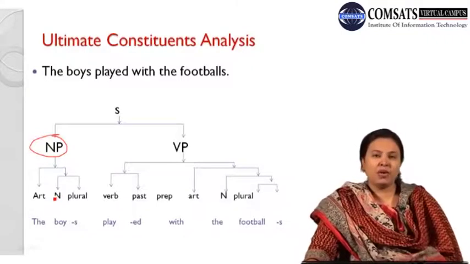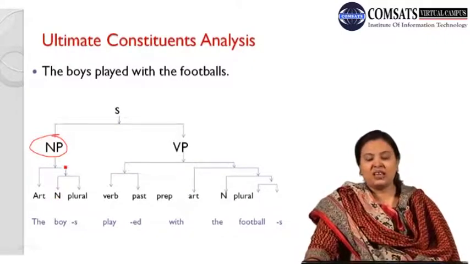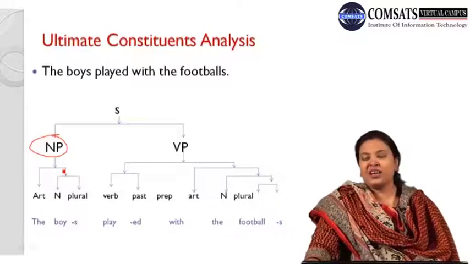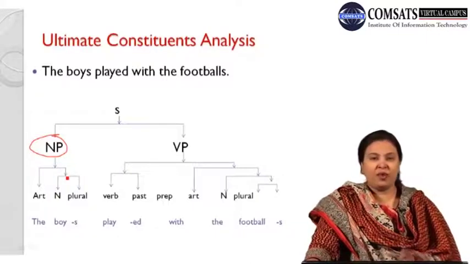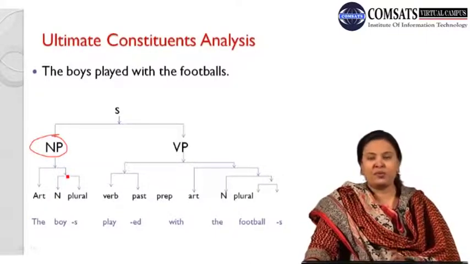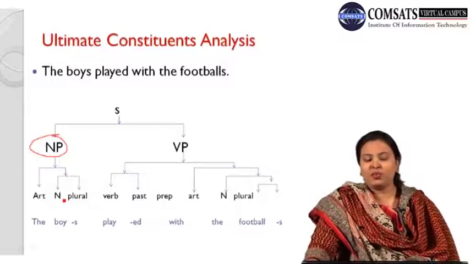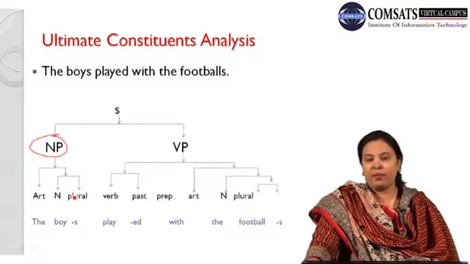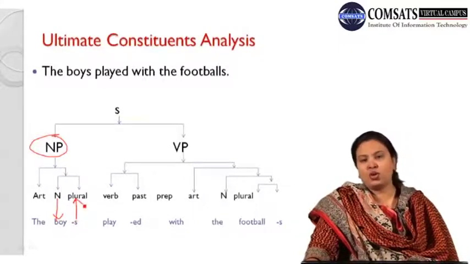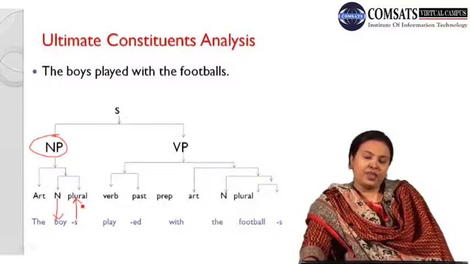But for our ultimate constituent analysis, we will say that this word boys is one word made up of two morphemes, boy and a plural s, because s is showing the plural. So we will divide it further into noun and plural, where boy is the noun, and s with this boy is showing the plurality.